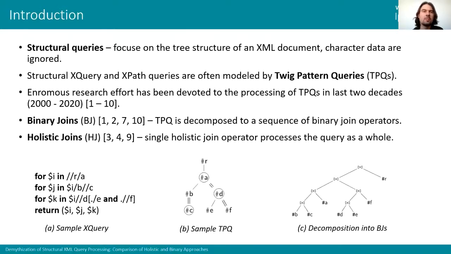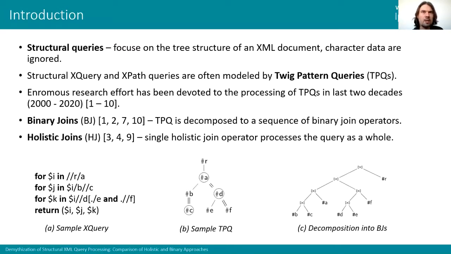The binary joins decompose a TPQ into a tree of operators, the binary joins, while the holistic joins process a TPQ as a whole. So a holistic join is one complex algorithm to process the whole TPQ. We have a simple example here. In figure A, there is an XQuery. In figure B, there is its corresponding TPQ. And in figure C, there is a sample decomposition of the TPQ into a tree of binary joins.